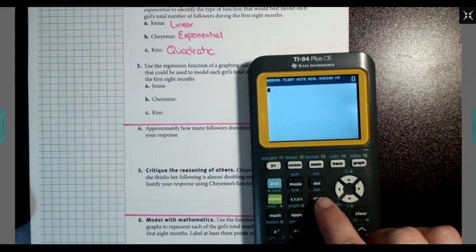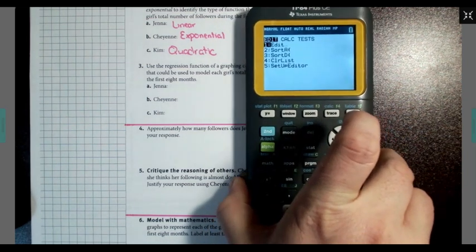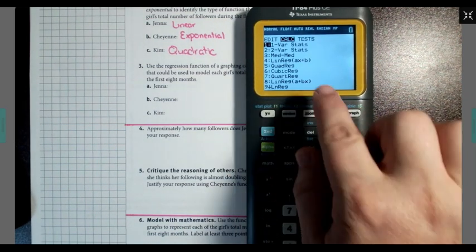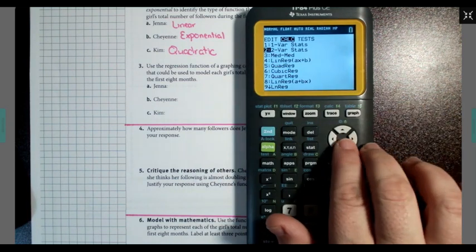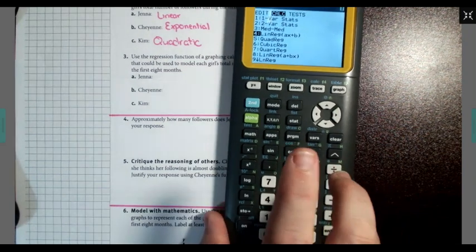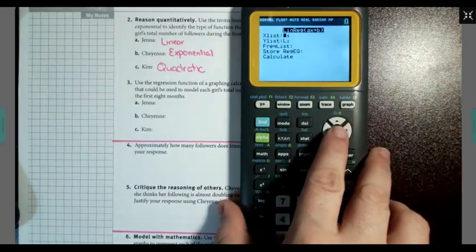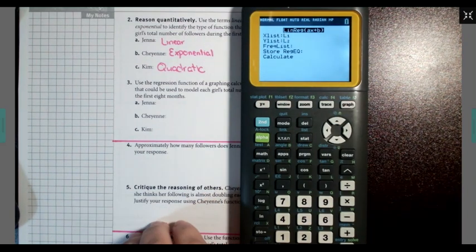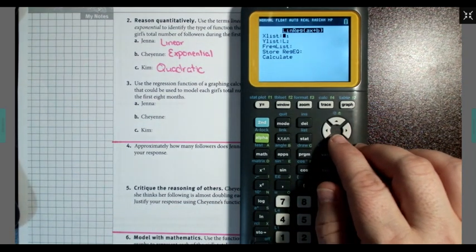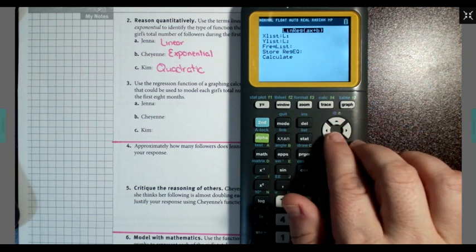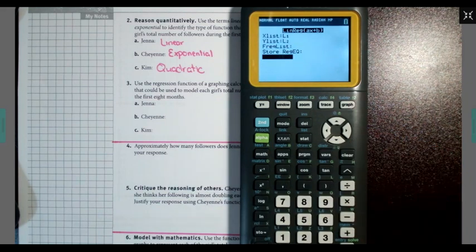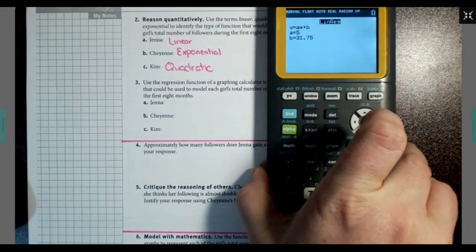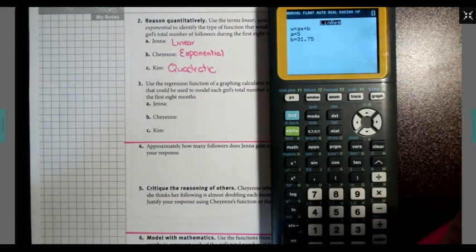So we're going to do Stat, and go over to Calculate. And I want a linear regression, this form of ax plus b. So I go down to option 4, and I press Enter. Now, Gina's data was stored in L2; L1 was everybody's months, but her data was the first column. I meant L2, sorry. So I'm going to leave that as is, and then I go down to where it says Calculate, and press Enter. And it's going to give me a value back for both a and b.